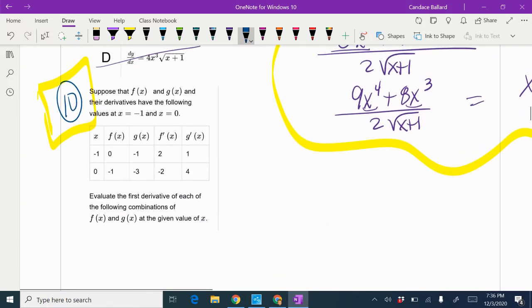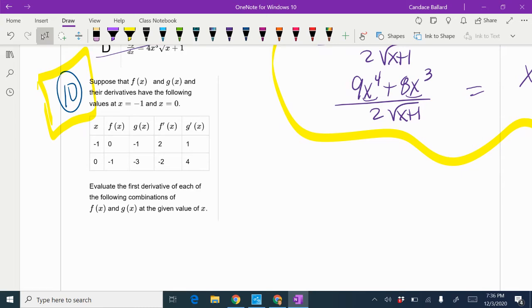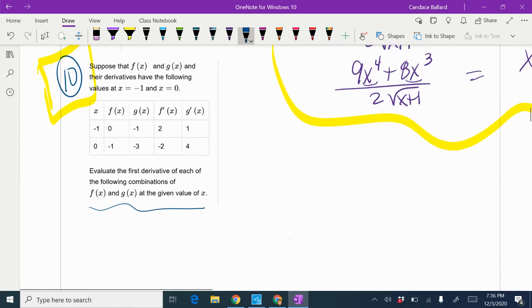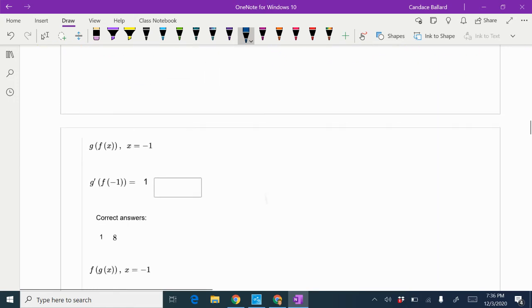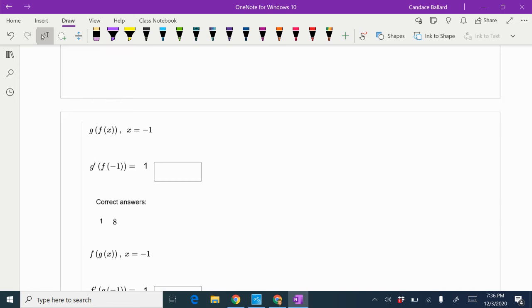All right, so we've got a big one here. They give us a table of f and g, and their derivatives have the following values at x equals -1 and 0. Evaluate the first derivative of each of the following. f of x and g of x are given at a given value of x. So the first one says that we have to do g of f of x at x equals -1. So this is very similar to the one we just did in the video.